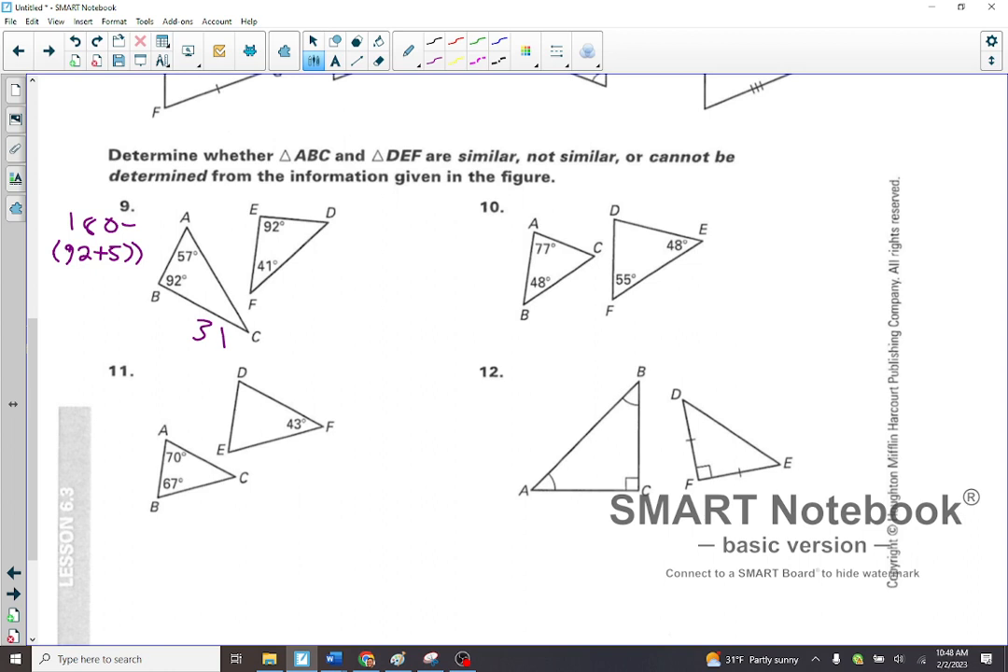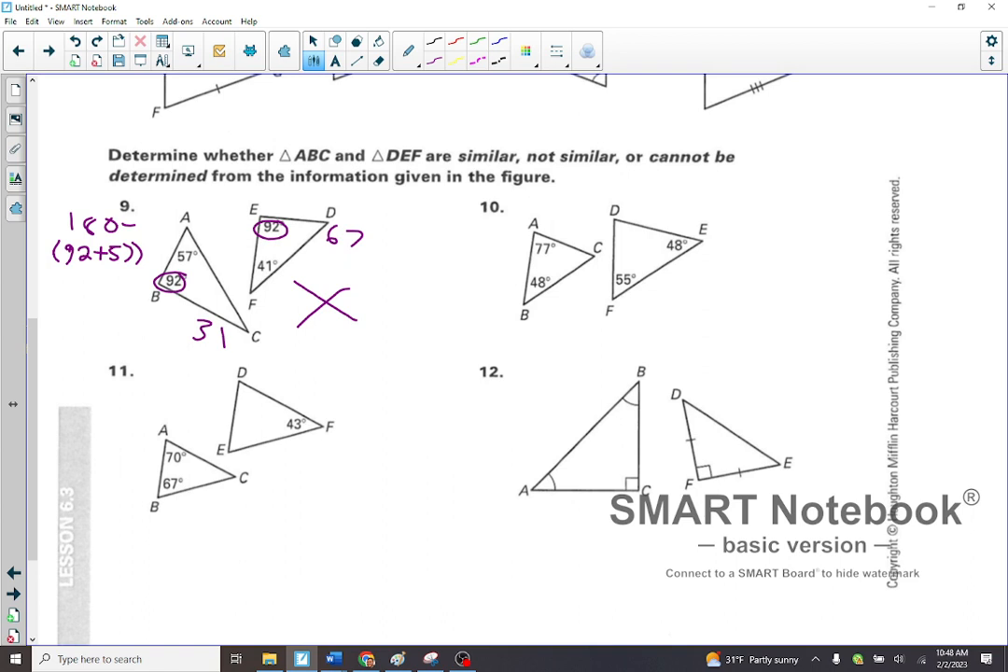That does not match the 41. If you do this math, you get 67. That does not match. So 92 matches, but 57 and 31 do not match. This is not similar.